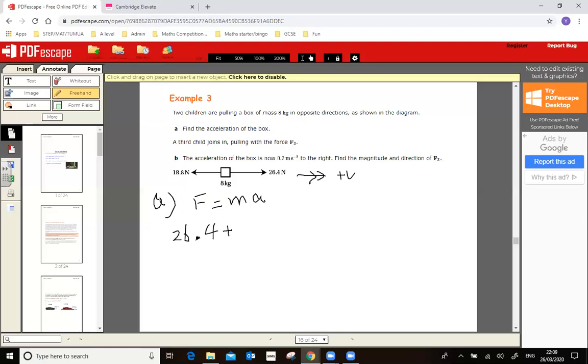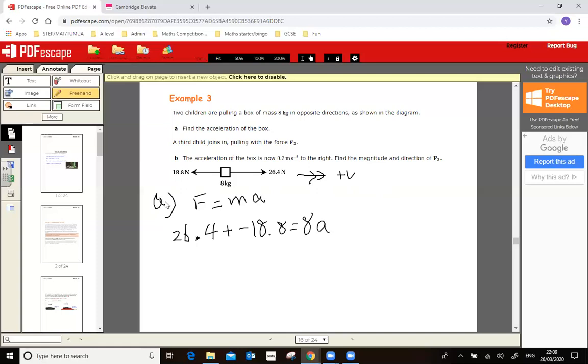And add, what else do we have? We have another force, which is 18.8, but since it's going in the opposite direction, when we write it down, make sure you put a negative sign in front of it. So add a negative 18.8, and that will equal ma. So what's the mass? That's 8 kilograms. So put 8 and then times by acceleration a.